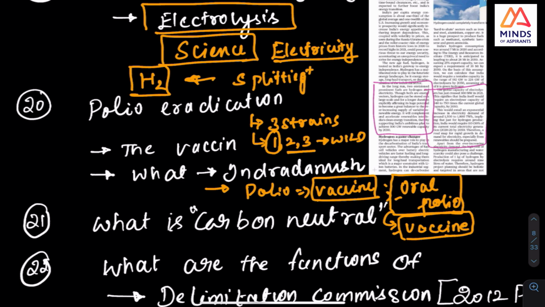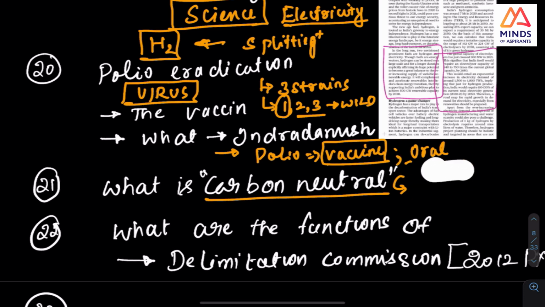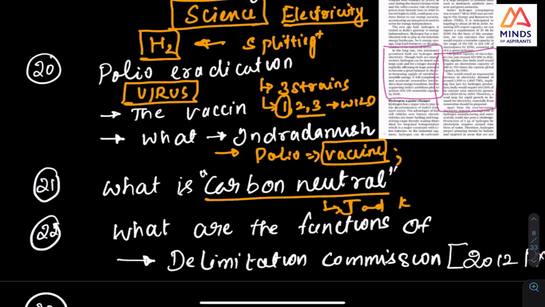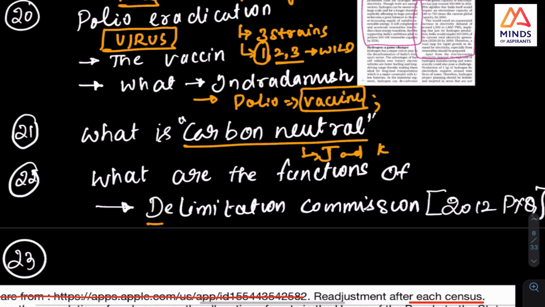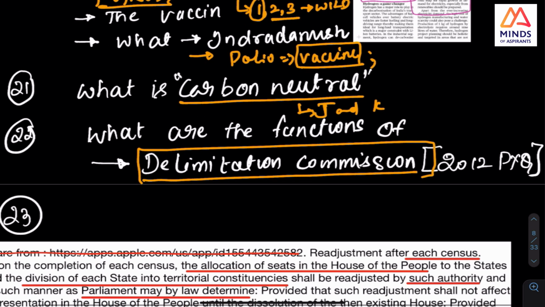But this polio virus, so this is science and technology. This is important. So next is this carbon neutral. What is carbon neutral, and what is the meaning of carbon neutral? Please check all these meanings, because there was a village in the news. There was a village in Jammu Kashmir, and they had this carbon neutral name. And again Jammu Kashmir delimitation commission. This was already a question in 2012.